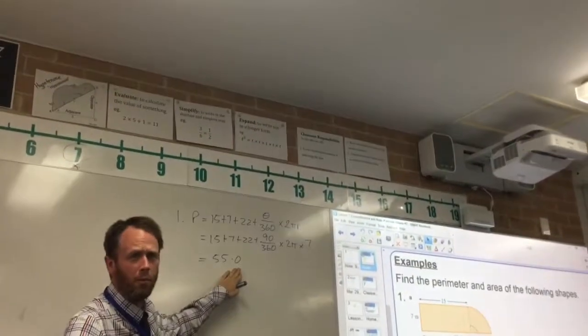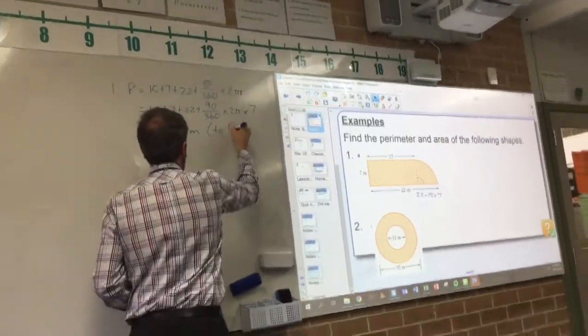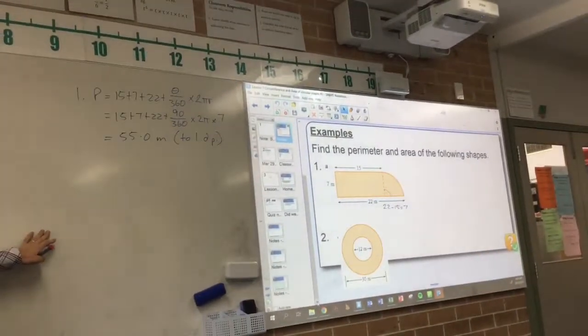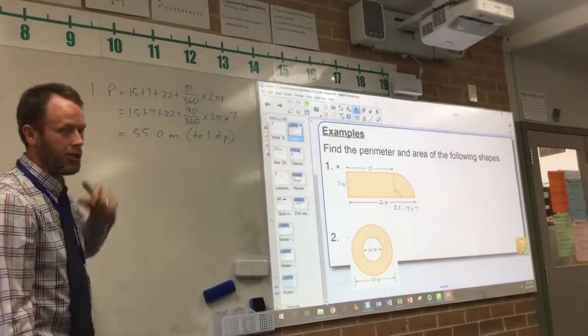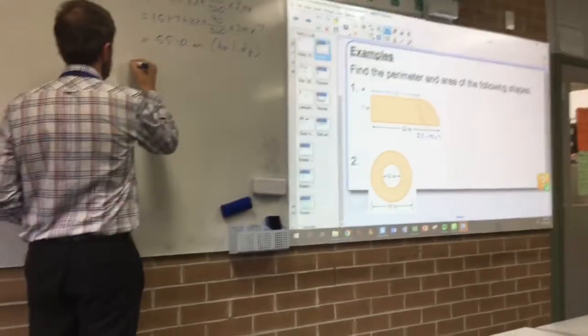It's 54.99, so I'm just going to round it to that. Metres to 1 decimal place. All right? Now, the second question asks me to find the area. Let's move a little bit quicker.